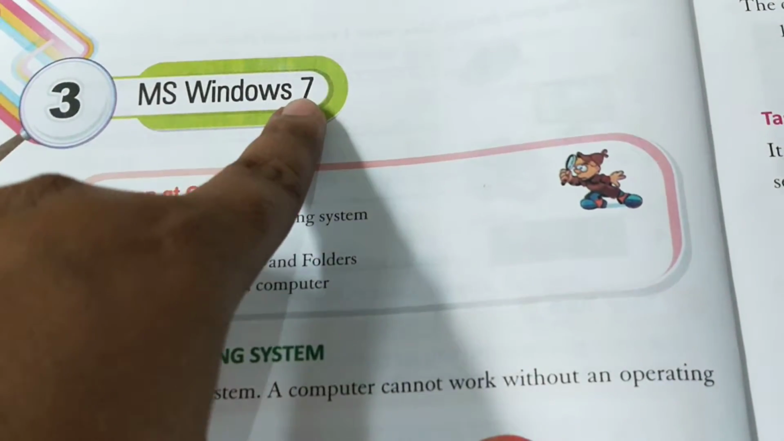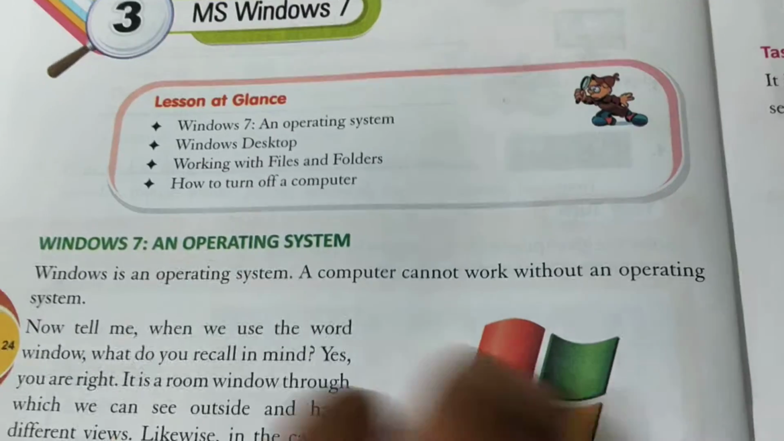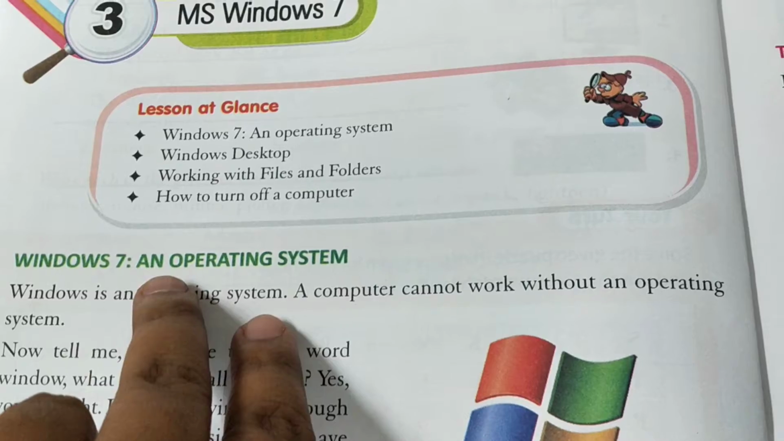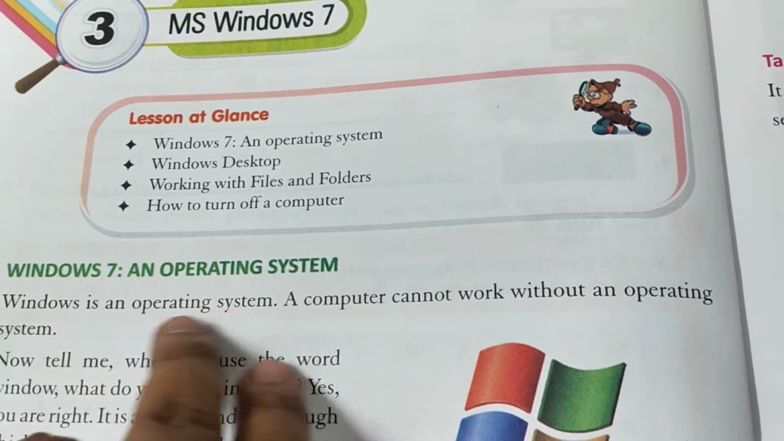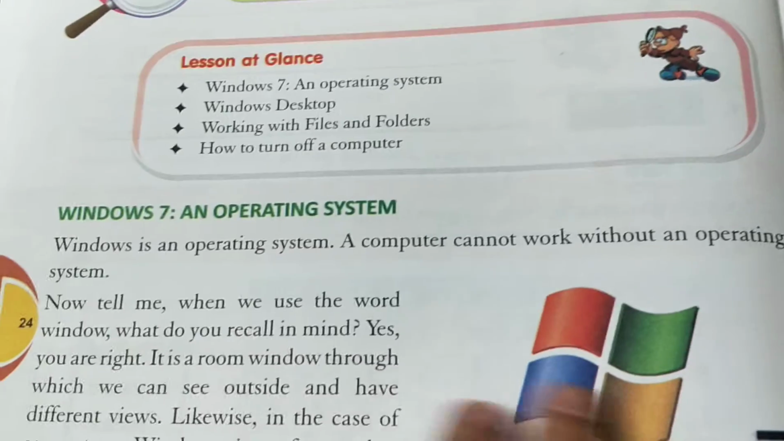Class C Chapter 3 MS Windows 7. Today we're going to learn how to read this chapter. Windows 7, an operating system. Windows is an operating system. A computer cannot work without an operating system.